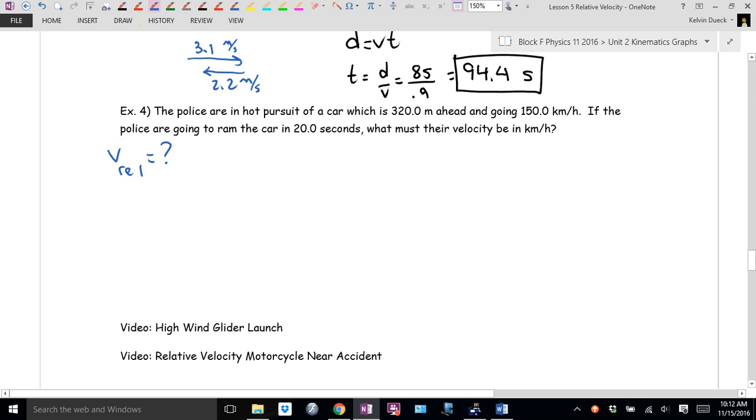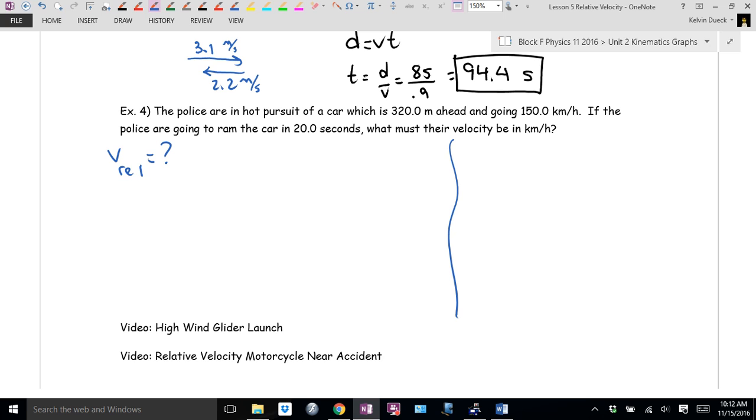Okay? In fact, I'm going to give you a little hint. Over here, just draw a little line about 2/3 of the way over. We're going to find the relative speed. We're going to pretend, mathematically, that the bad guys are standing still. I don't care about that 150 yet.